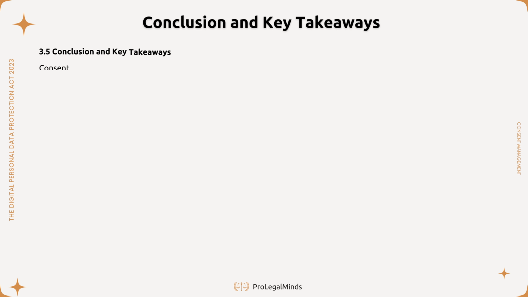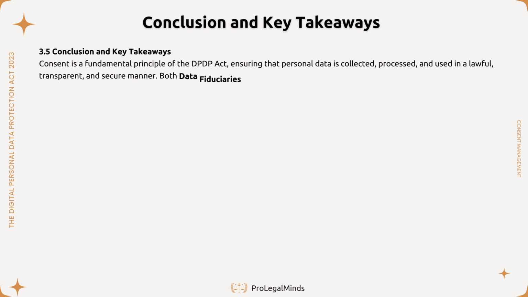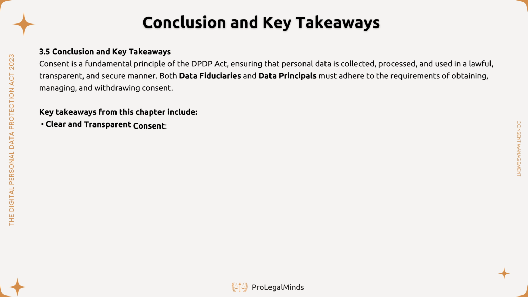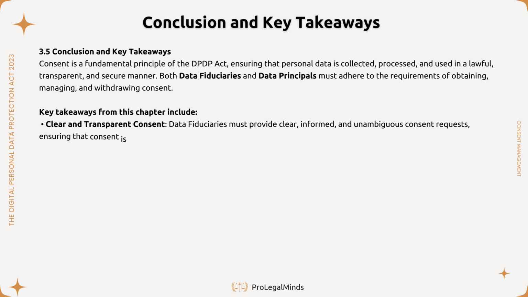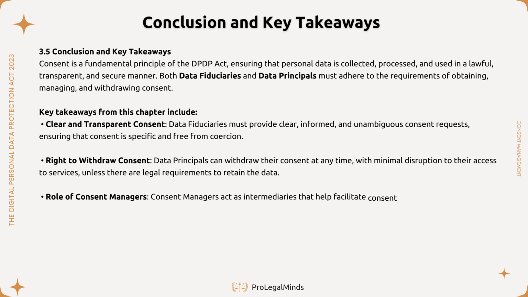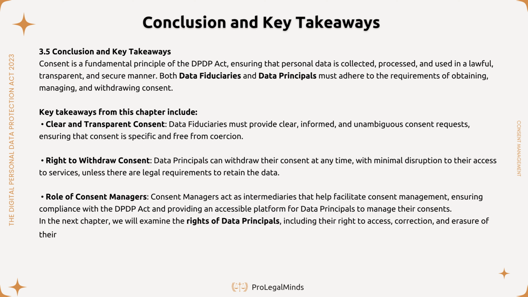Conclusion and key takeaways. To summarize, consent is a cornerstone of the DPDP Act. The following are the key takeaways from this chapter. 1. Clear and transparent consent. Data fiduciaries must request and manage consent in a way that is specific, informed, and free from coercion. 2. Right to withdraw consent. Data principals have the right to withdraw consent at any time with minimal disruption to the services they use.